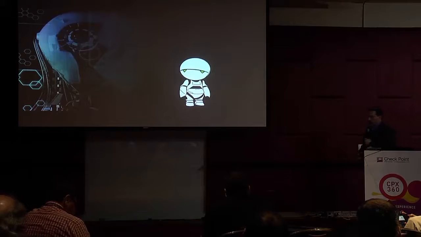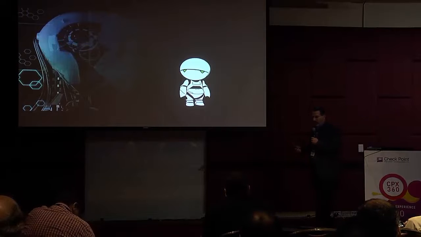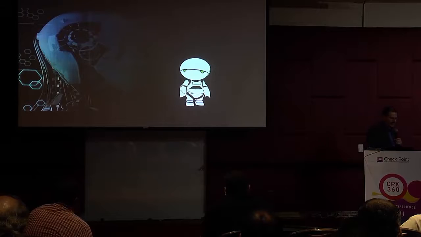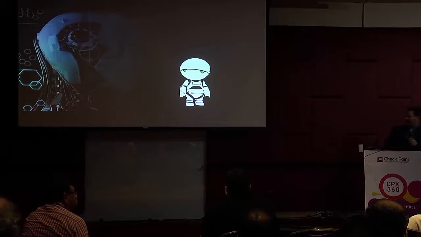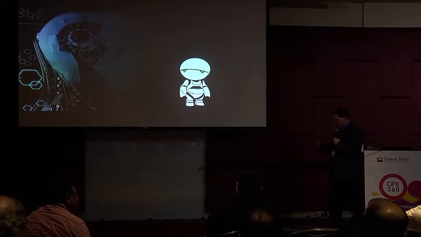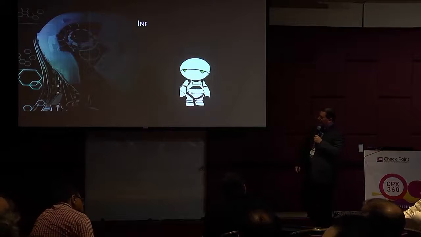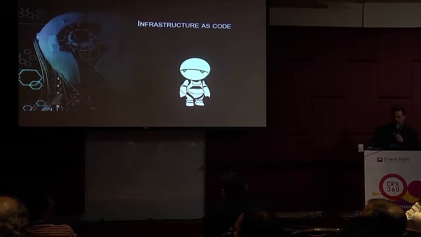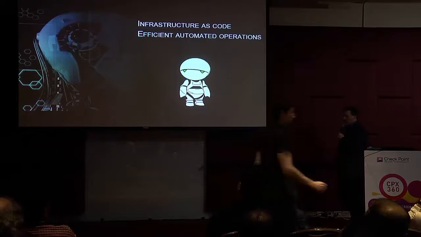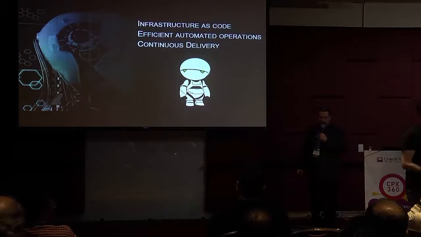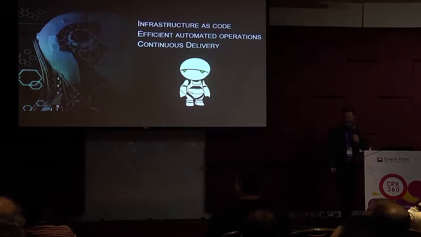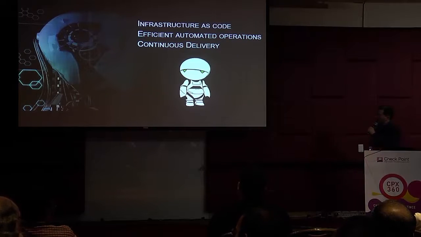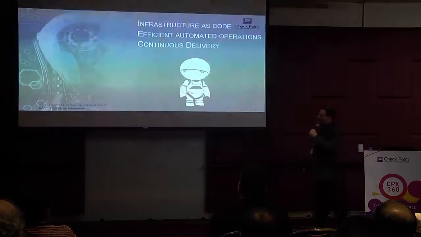Hopefully everyone's seen Hitchhiker's Guide to the Galaxy. This is Marvin. Marvin in our story today is going to be my assistant. He's going to be the one doing all of my DevOps and building my automation for me. So we've got 3 things I want to show today: infrastructure as code, efficient automation, and continuous delivery. In each one of these, we're going to have a section.